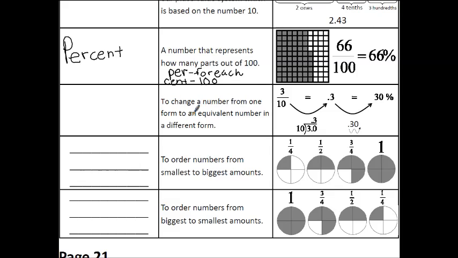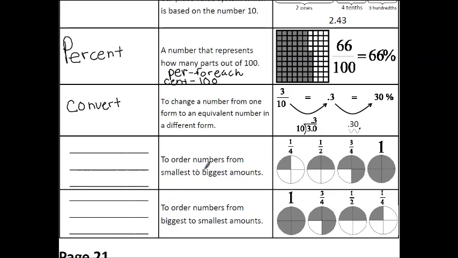Converting means to change a number from one form to an equivalent, or equal, number in a different form. So if I change 3 tenths, I do 3 divided by 10 to get 0.3. And that's how I would convert it to a decimal. And if I move the decimal place 2 times to the right, then I would convert that to a percent. So if you're moving between fractions, decimals, and percents, you are converting.